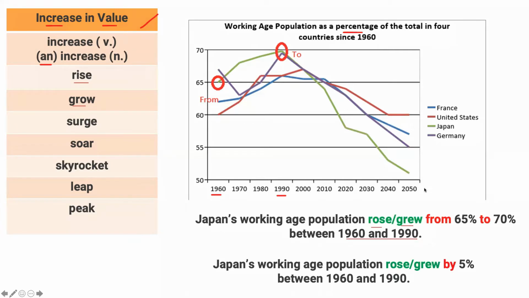Another example could be this one right here. It says Japan's working age population rose and grew by 5% between 1960 and 1990. So it's very simple. We are still following our rules of "from," "to," and "by." We're just changing up our words for a bit because you don't want to use the same word over and over in your report, in your writing task 1. So make sure that you are well aware of the different things you can use.